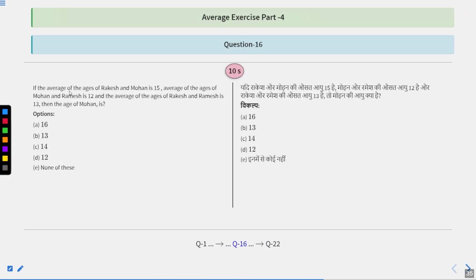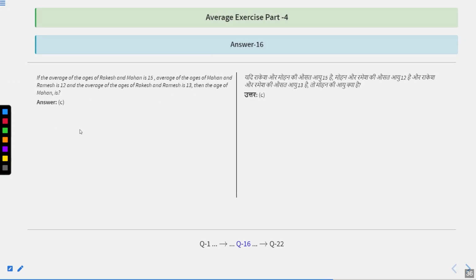If the average age of Rakesh and Mohan is 15, the average age of Mohan and Ramesh is 12, and the average age of Rakesh and Ramesh is 13, then find the age of Mohan. You have 5 options and 10 seconds to analyze the question. Your time starts now. Time's up. Let's see the solution.